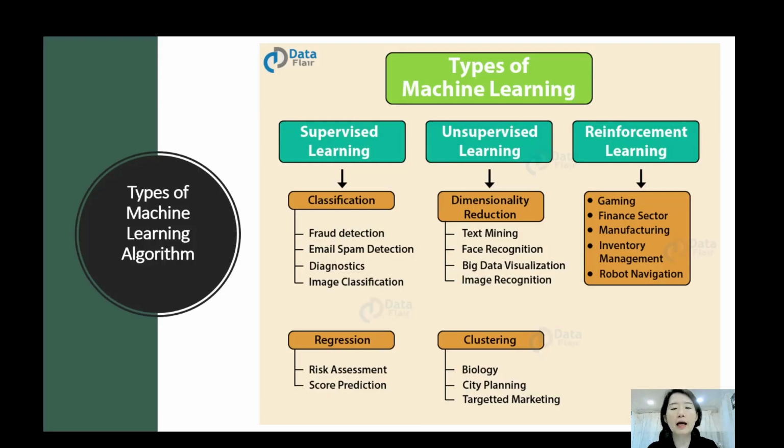Types of machine learning algorithm. For supervised learning, we have classification and also regression. For unsupervised learning, we have dimensionality reduction and clustering. And these are some examples of use cases. And for reinforcement learning, we have gaming, finance sector, manufacturing, inventory management, robot navigation.